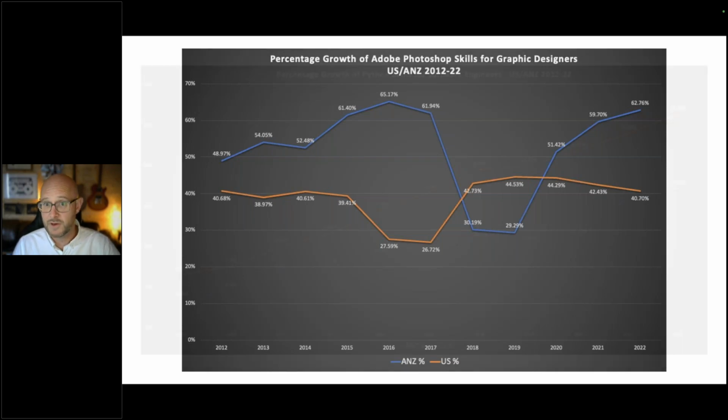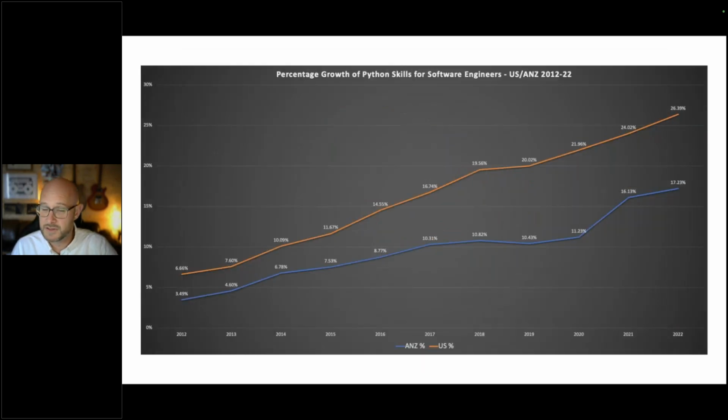In this example, we had a look at the demand trend for Python skills for software engineers in both the US and ANZ. What we can see here is strong demand growth in Python skills globally and steady growth in demand from the US year on year. There's a slightly less consistent growth path for ANZ, with a large increase in the 2020 to 2022 period.